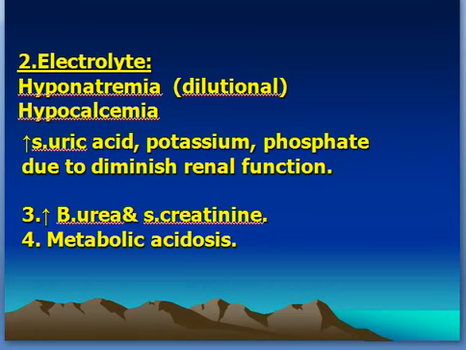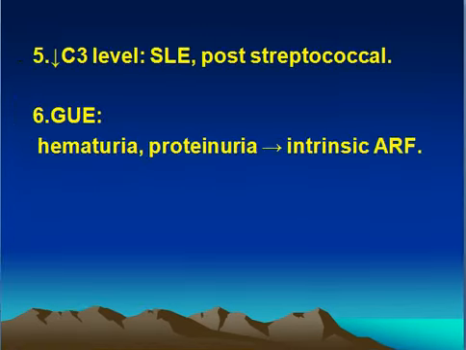Second, electrolytes. There is hyponatremia, usually dilutional. We also have hypocalcemia and increased serum uric acid, potassium, and phosphate, and this is due to diminished renal function. Blood urea and serum creatinine are usually elevated with metabolic acidosis. There is also a decrease in C3 level in case of SLE and post-streptococcal glomerulonephritis. General urine examination may show hematuria and proteinuria, which indicate intrinsic acute renal failure.